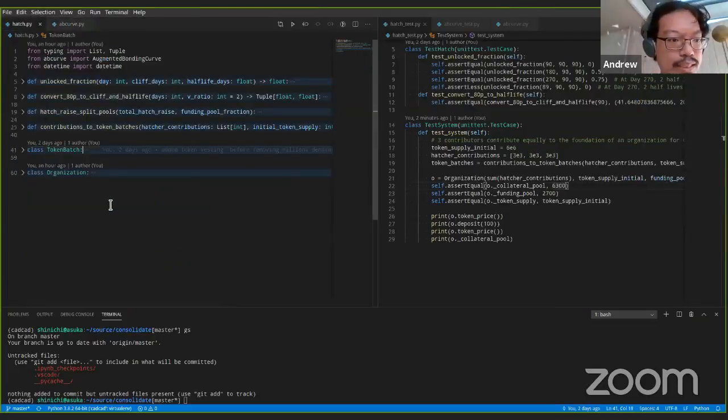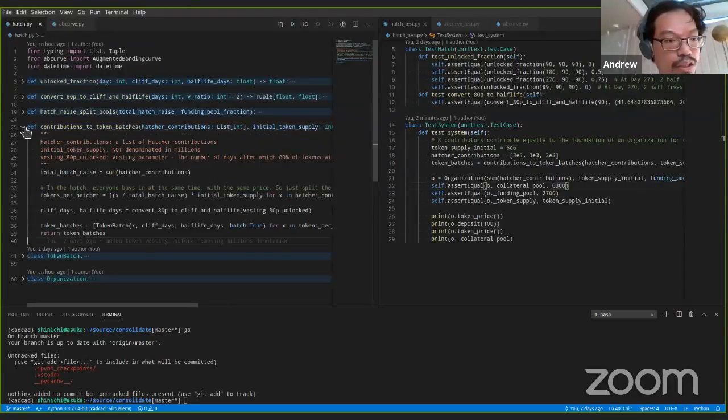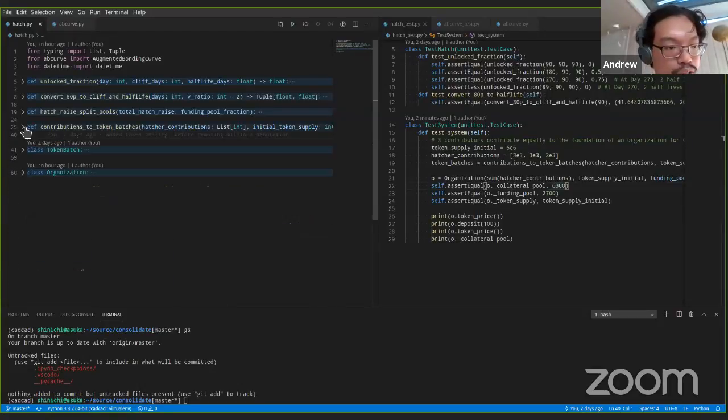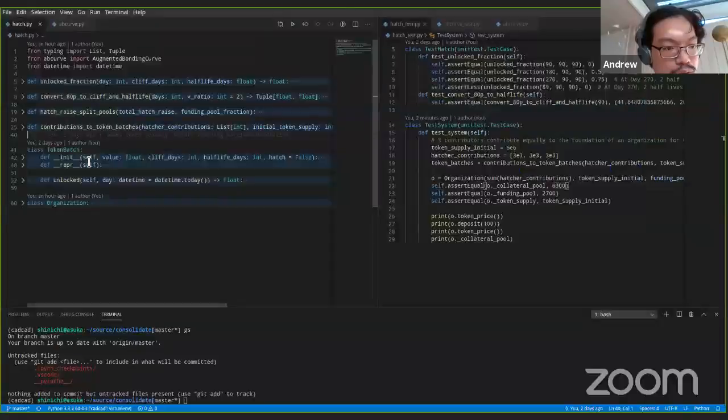We just pushed it. And then the hatch is implemented in this function. Actually, the hatch is not so involved that it needs its own class. So basically, hatch is just taking a list of numbers which correspond to contributions from various hatchers, and then it gives you token batches out of them.